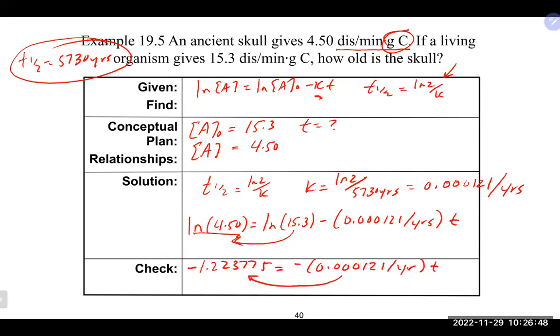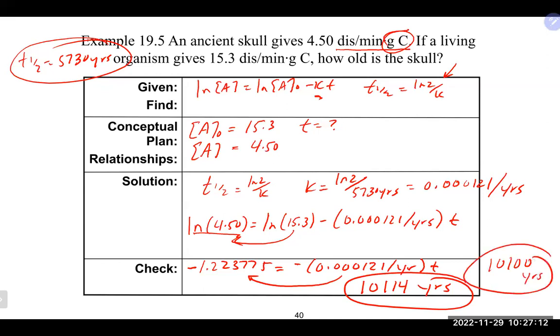And then I'm going to divide that to the other side. And when I divide that to the other side there, I end up with about 10114 years as my time. And I guess if we were going to be significant figure-ish, maybe 10100 years. Yes. About 10,000 years old, give or take a year or two. Any questions on that one there?